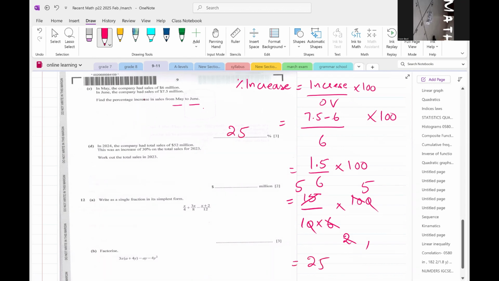This is 25%. In 2024, the company had total sales of 52 million. This was an increase of 30% on the total sales for 2023. Work out the total sales in 2023. Okay, now we have 2023 and 2024. This is original value. This is increased value, final value.